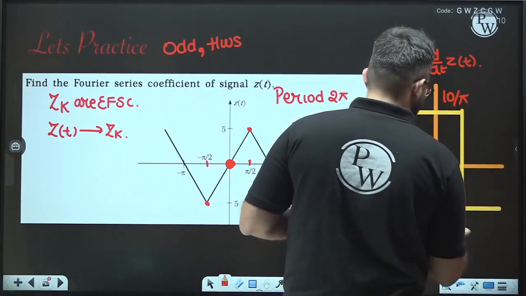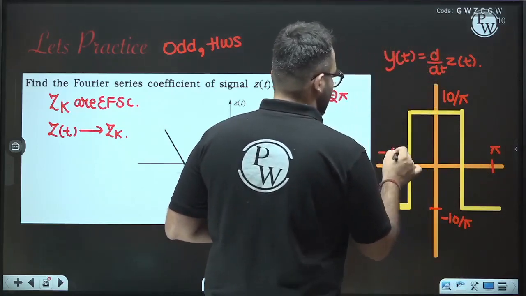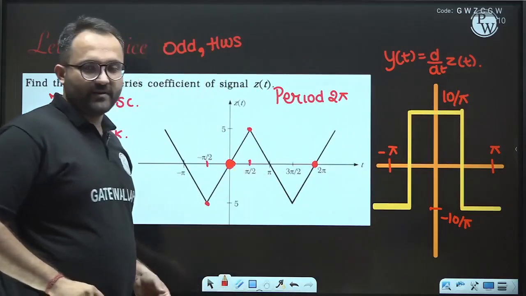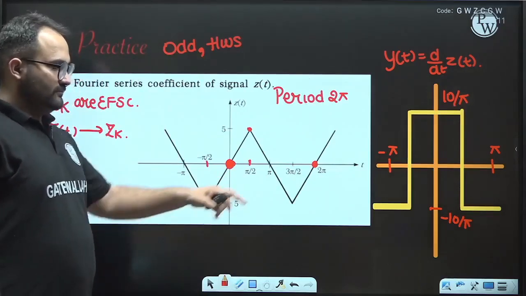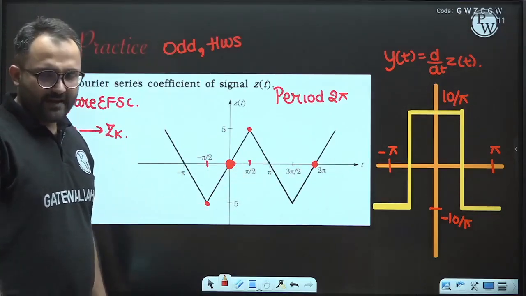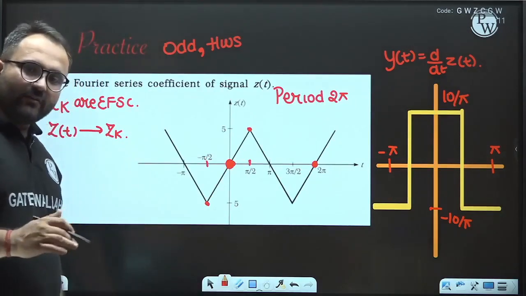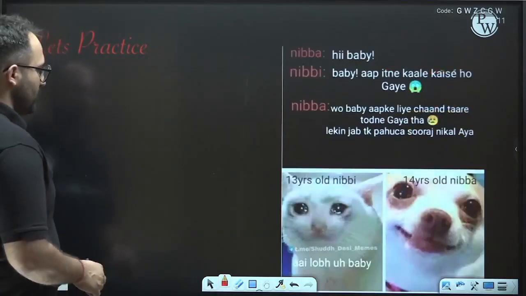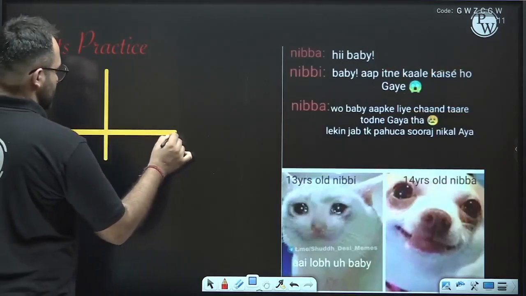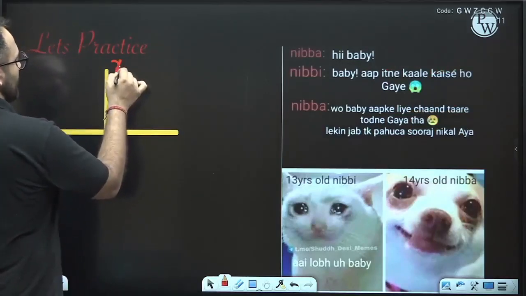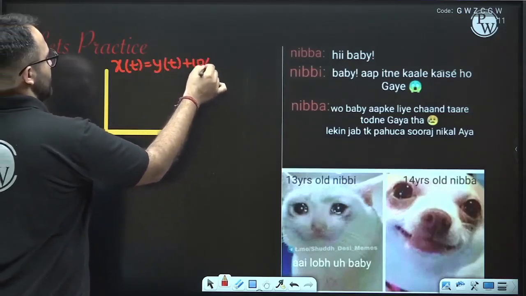So this is the signal that we are getting: 10 upon pi, minus 10 upon pi. For one period we have this signal, and that is enough for us. This is yt. Now we could find yk from here, but I wanted to use the addition property, adding a dc. So let us create one more signal, xt equals yt plus 10 upon pi.